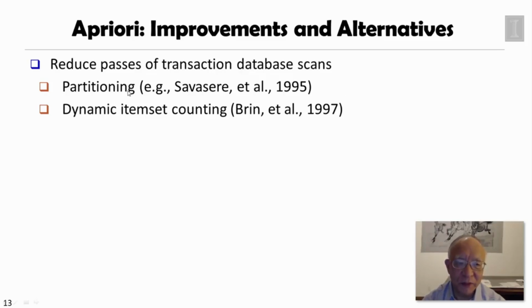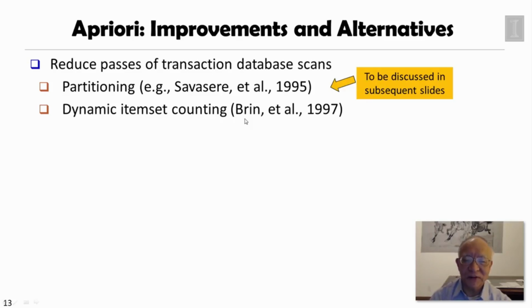To reduce the number of scans, there are several publications. One is called the partitioning method, which we're going to introduce. Another one is called the dynamic item set counting method. You'll probably notice the first author, Sergey Brin, who was a PhD student at Stanford University. The second year, 1998, he proposed one of the most famous algorithms, PageRank, and set up the Google company.